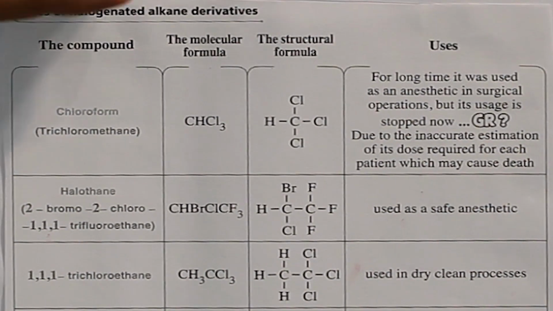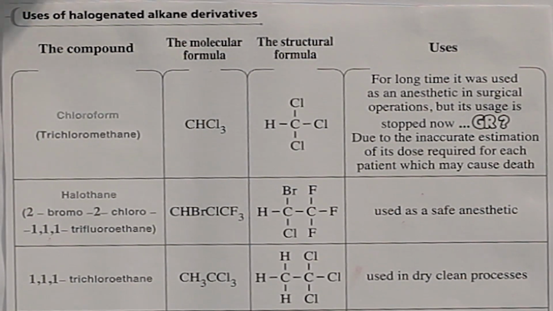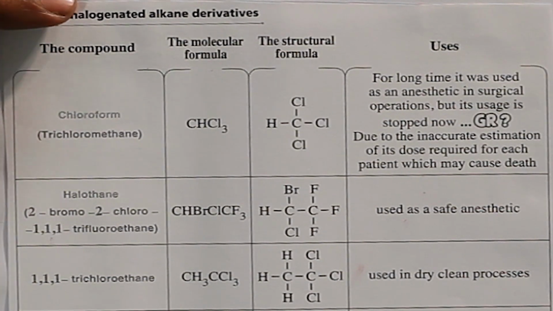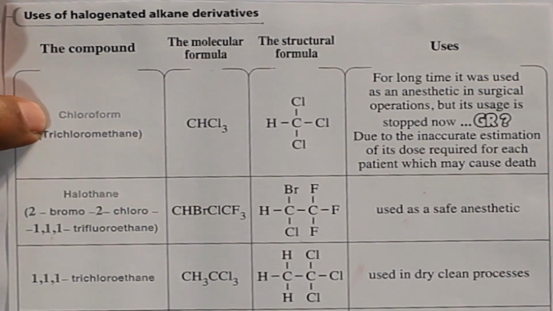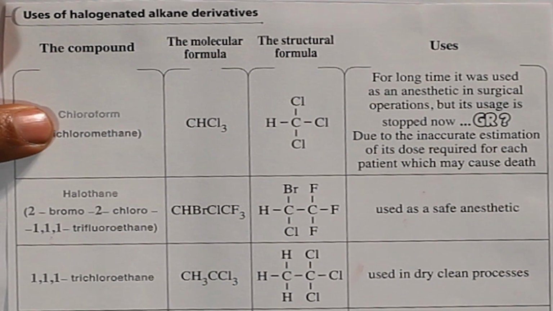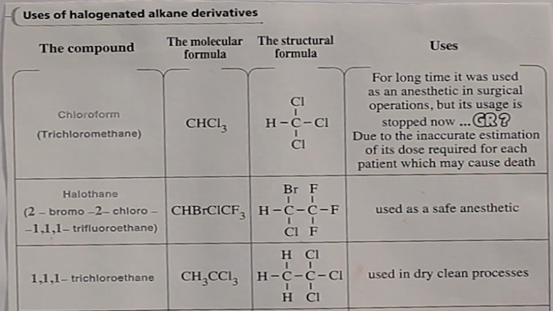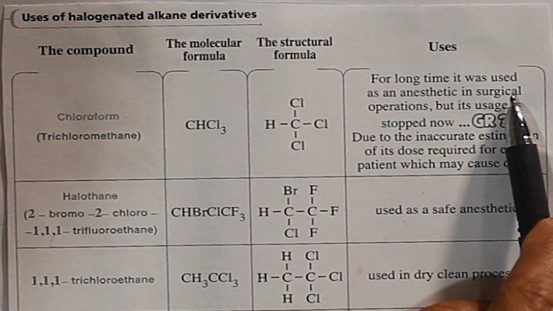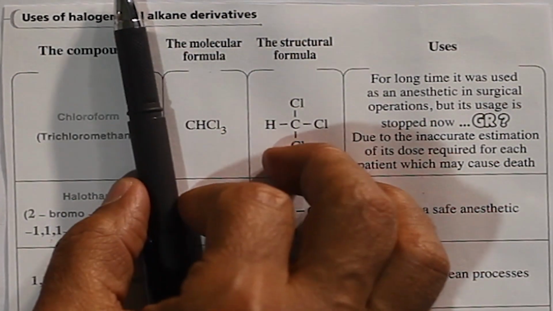Then we will study this part, and it is very important for us. The economic importance of halogenated derivatives. Economic importance, its uses, it's important. We must study it very well. Number one, chloroform, as we drew now in the equation, CHCl3, trichloromethane. It was used as an anesthetic in surgical operations, but now it has stopped being used because it is not safe.